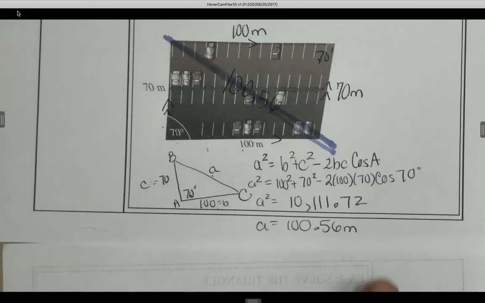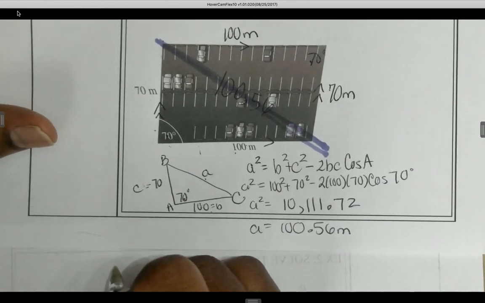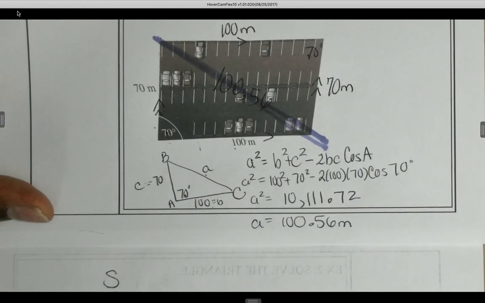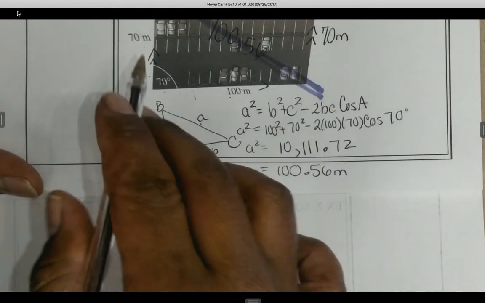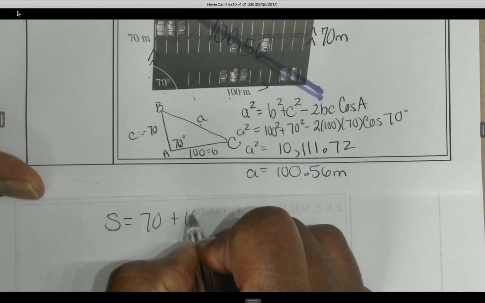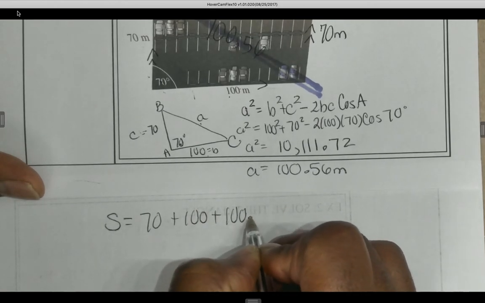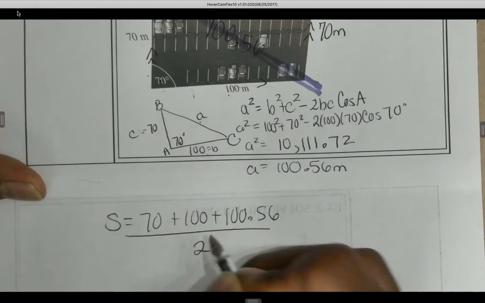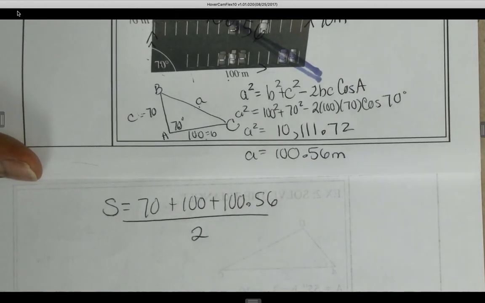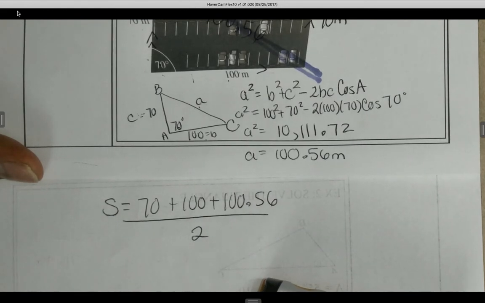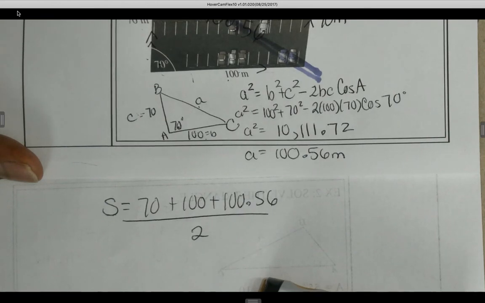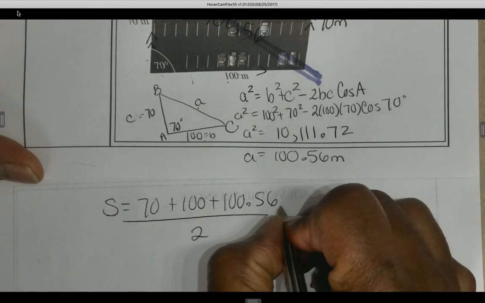Okay. So Heron's formula says that if I know the perimeter, right, which is add up all the sides, so 70 plus 100 plus 100.56, and I divide that by 2, that'll give me the semi-perimeter. So let me add all those and divide by 2. Get that, and we divide by 2. We get 135.28.